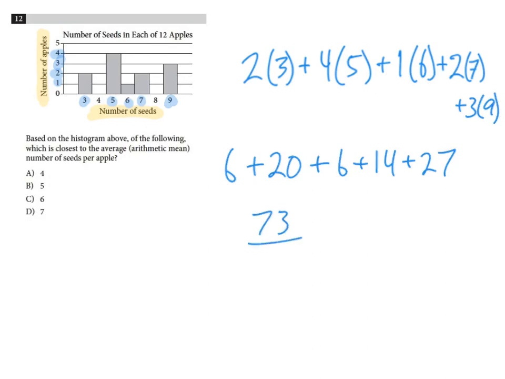Now to find the average or arithmetic mean, we need to divide by the number of apples that there are. Well, we know that there are 12 apples. It told us that, right? 12 apples. So we're going to divide 73 by 12. Okay, and we want to know what's closest to this value. I'm going to get 6.083 repeating, and that's going to be closest to C, 6.